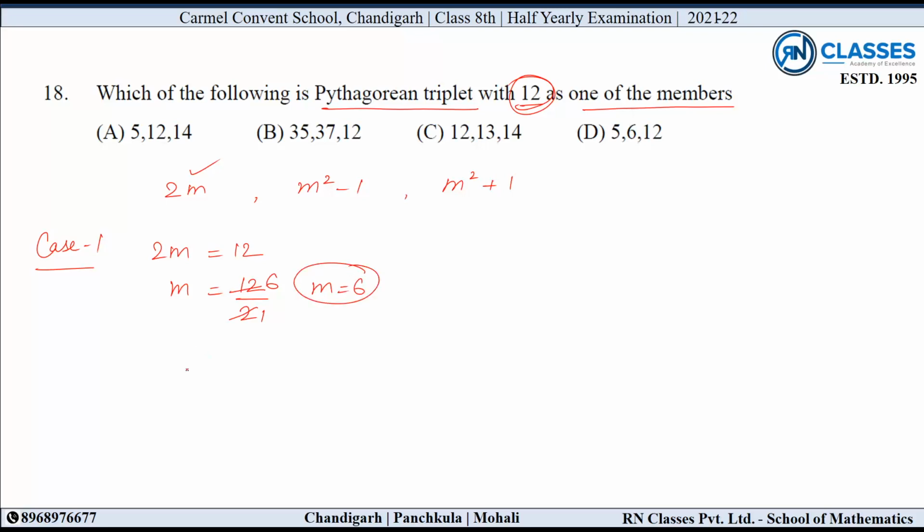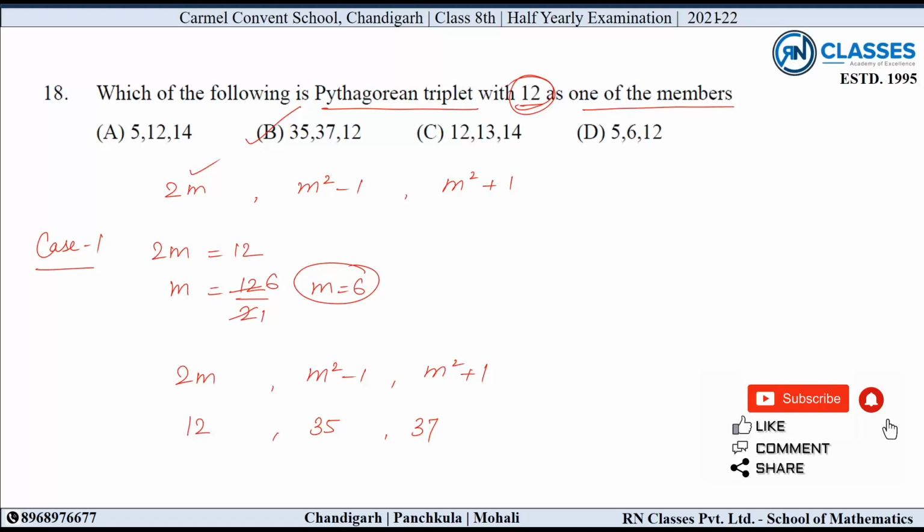m is 6. So the values here would be 2m, m square minus 1, and m square plus 1, right? 6 twos are 12. 6 square, 36 minus 1, 35, and 36 plus 1, 37. So do we have this value? 35, 37, 12. This is the right answer, B part. You don't have to check others.